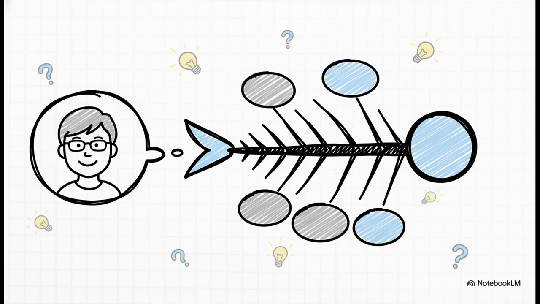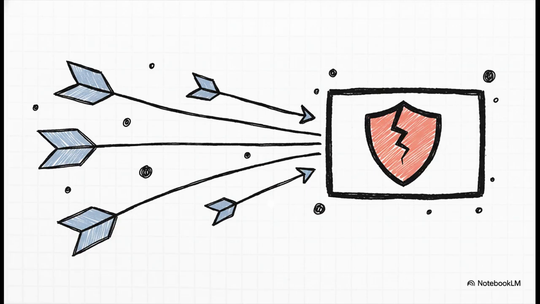It gives a team a perfect framework to just get all the possible causes of an issue out on the table. So here's how you build one. You start with the fish's head, and that head is the problem itself, the effect. The team has to agree on one super clear, specific problem statement. That becomes the bullseye, the one thing everyone is aiming to fix.